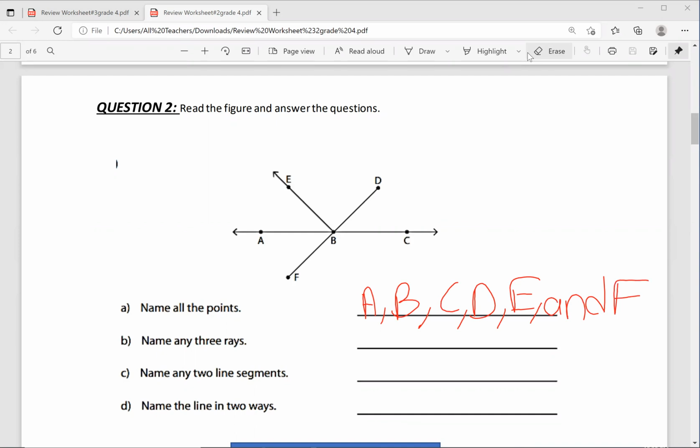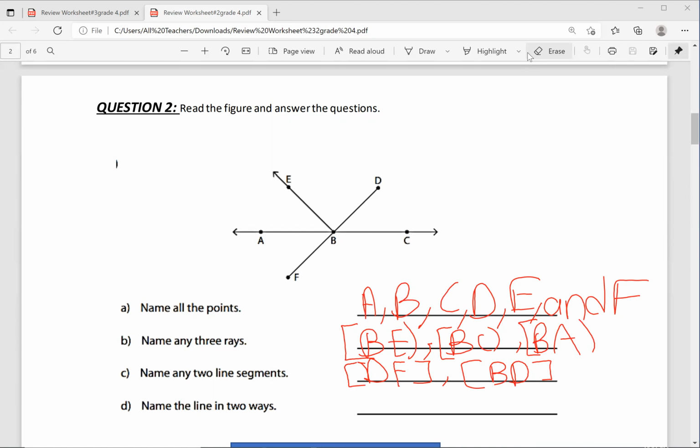Now, can you give me any ray? So BE is a ray, and that's how we write a ray. It starts at B, and it's open on E. Also BC is a ray because it starts at B and never ends at C. We also have BA. This is also a ray. Now, any two line segments? You have to know that DF is a segment. Also BD is a segment.